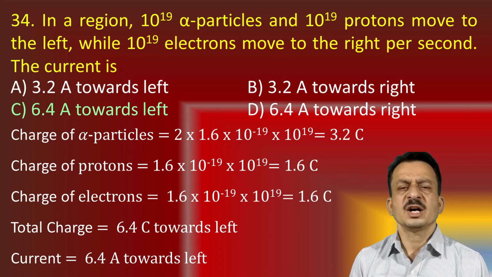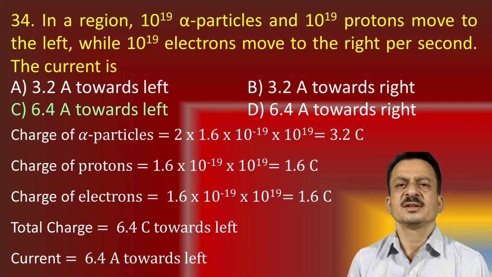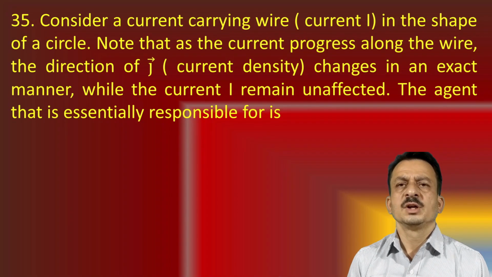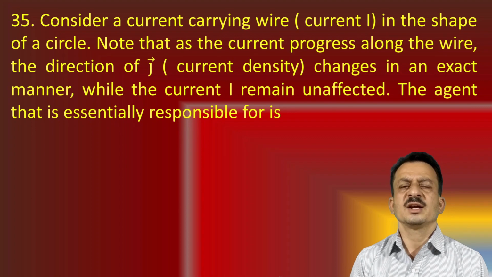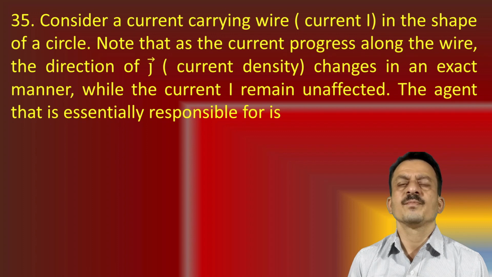6.4 coulomb of charge is moving per second, which is current, therefore 6.4 amps. Next problem: consider a current carrying wire, current is I, in the shape of a circle. Note that as the current progresses along the wire, the direction of J, that is current density, changes in an exact manner while the current I remains unaffected.